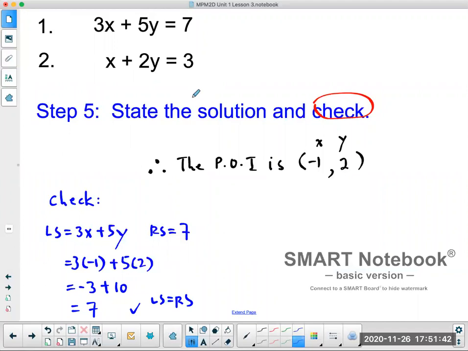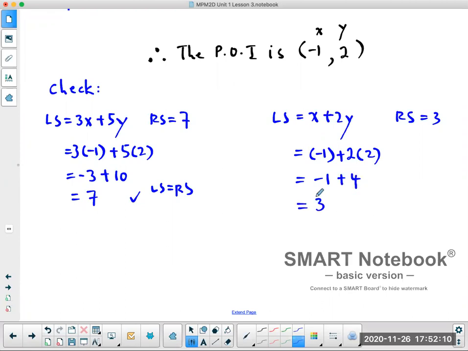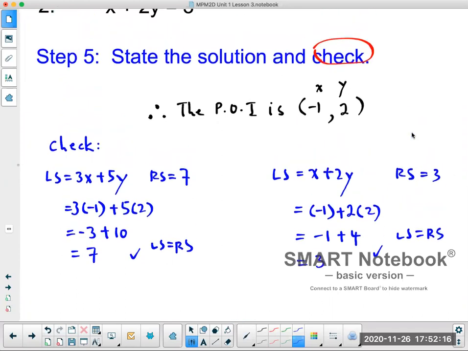Well, let's check the other equation. The other equation is x plus 2y equal to 3. What's the value of x? The value of x is -1. What's the value of y? That's 2. -1 plus 2 times 2, that's -1 plus 4. -1 plus 4 is equal to 3. And again, left-hand side equal to right-hand side. With that, we know the point of intersection is indeed -1 and 2. And we know we're going to get 100%.